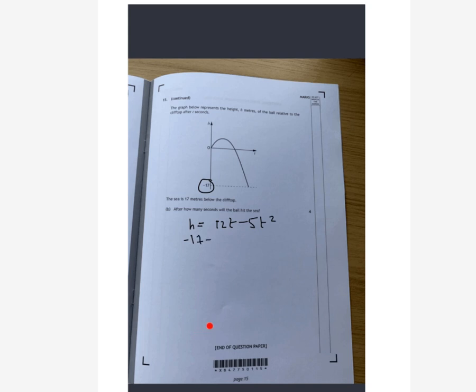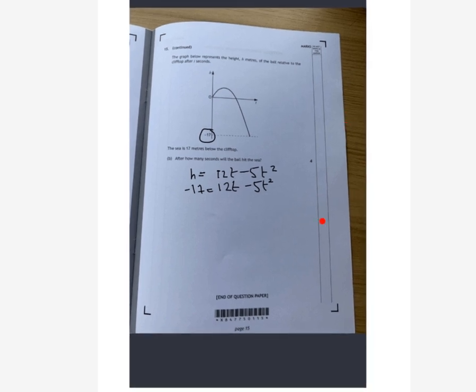So negative 17 equals 12t minus 5t squared. And let's rearrange that and get it into a form that we can do something with. And at Nat 5, we're talking factorizing. So let us take 12t from both sides and also add 5t squared to both sides, and give us 5t squared, take 12t minus 17 equals 0.